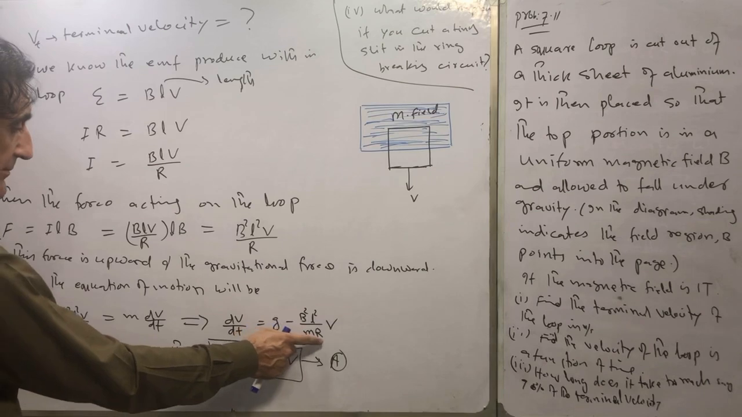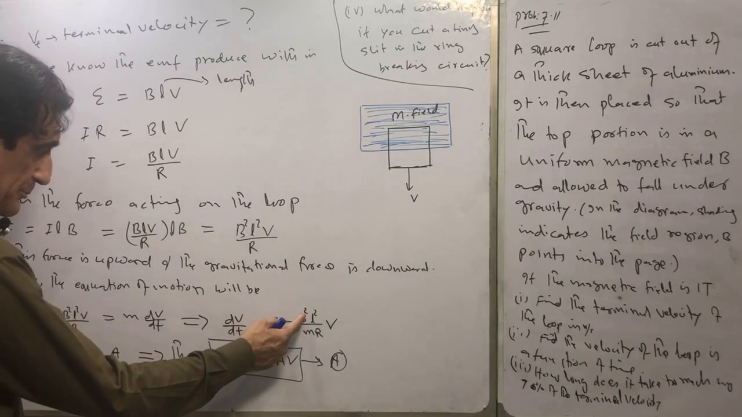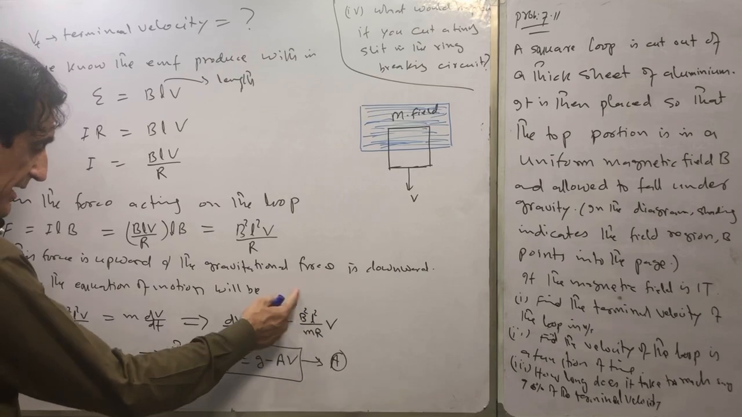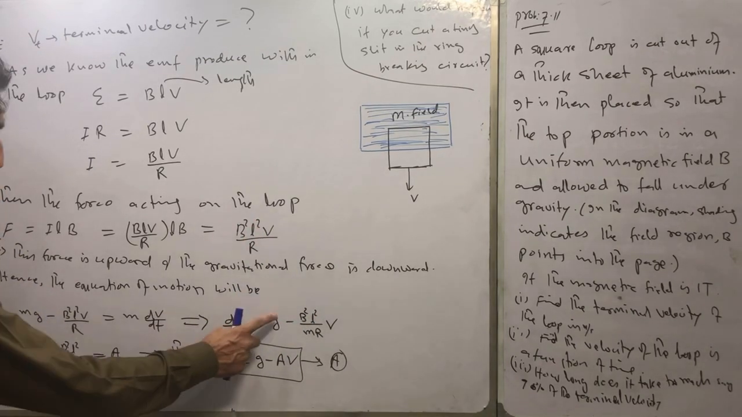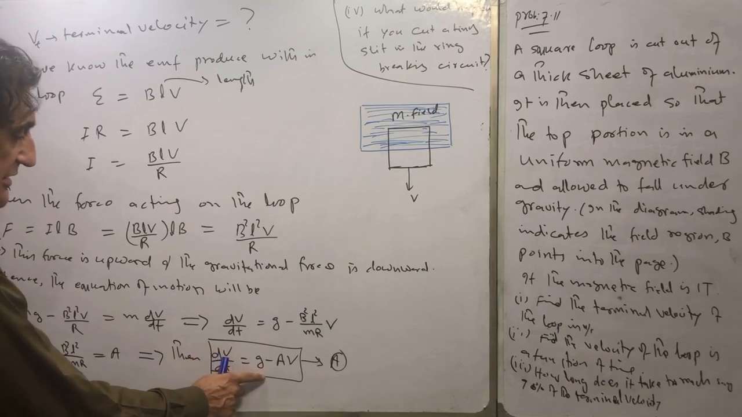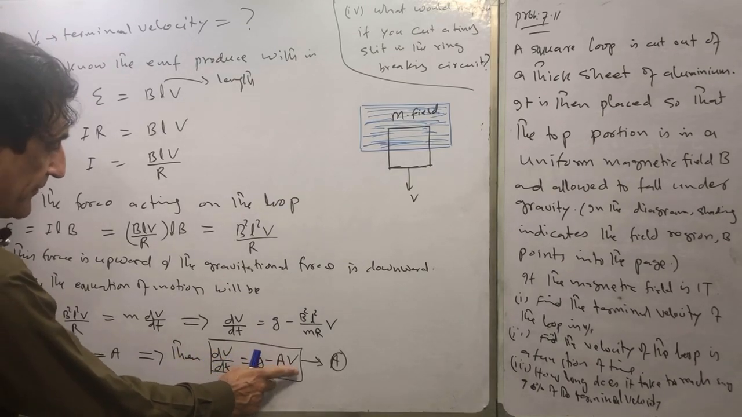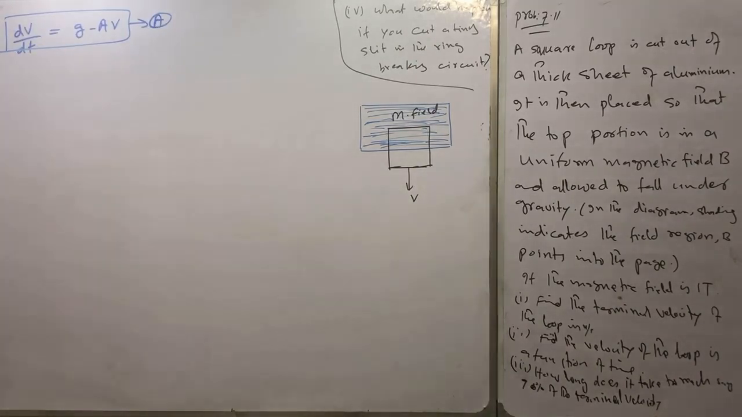B²L²v/(mR). For simplification, let's consider B²L²/(mR) to be equal to a. Then this equation becomes dv/dt = g − av, and this is equation number A. From this equation, we need to find v in terms of t.